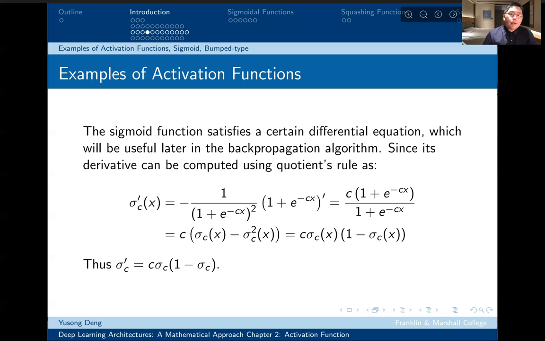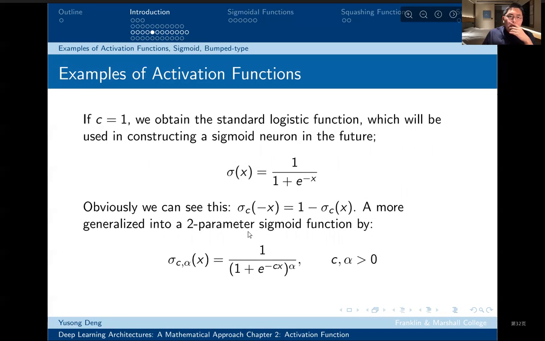Let's calculate its derivative, and you can use the chain rule, as that is also, I think, calculus 2 level knowledge. The derivative equals c times the sigmoid function times 1 minus the sigmoid function, sigmoid x. So you got its derivative equals c times sigmoid function times 1 minus sigmoid function, right? That is its derivative.